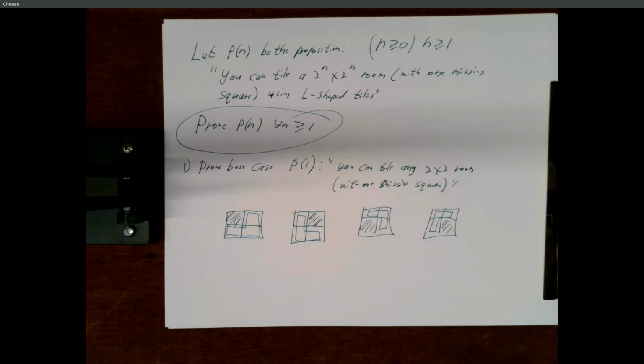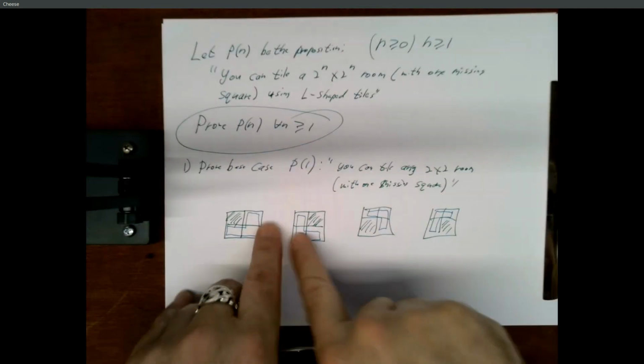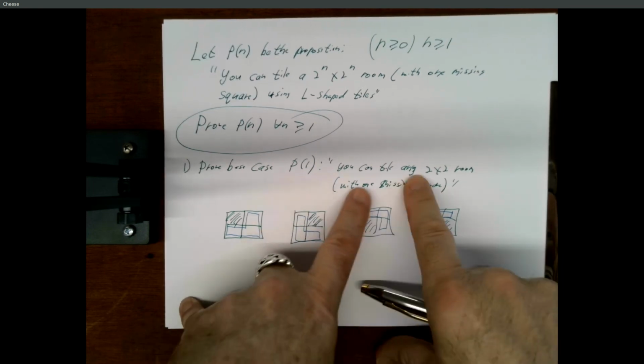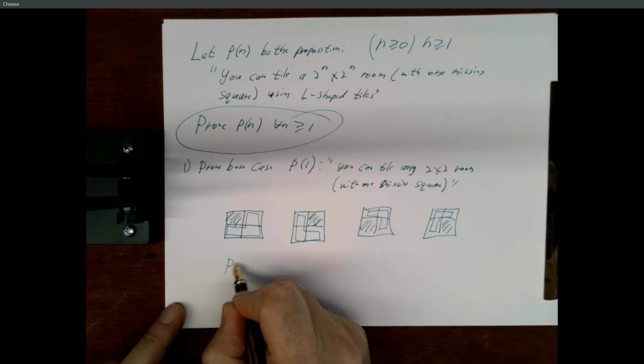All right, so we're going to use pictures because it's a Friday in 4 days, so that's a good reason. All right, so we can prove P of 1 like this, right? This is what P of 1 says, and the only possible places that we could have a hole in a 2x2 floor, and we can tile it in each case. So I'm going to say P of 1 is true.